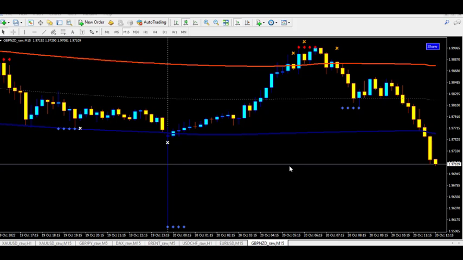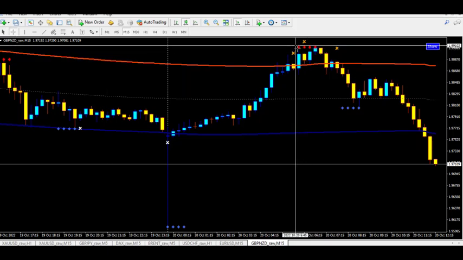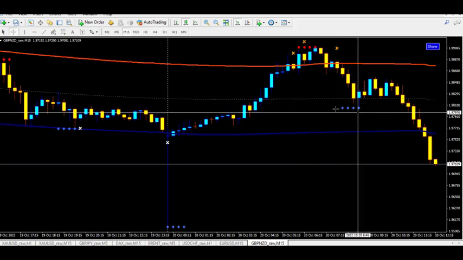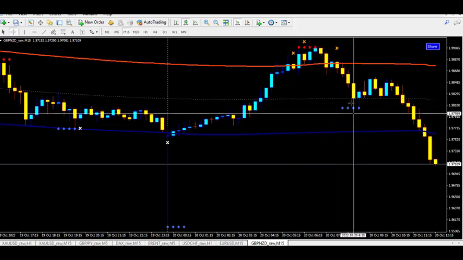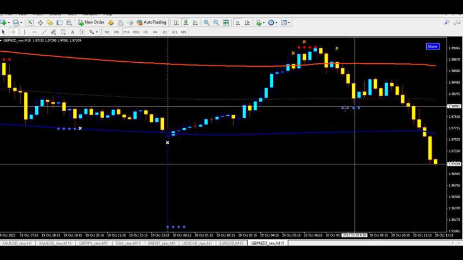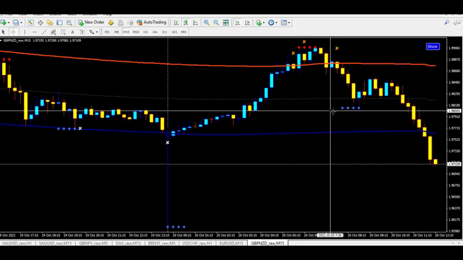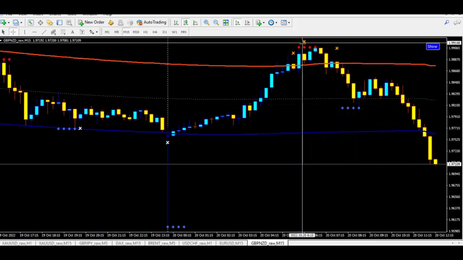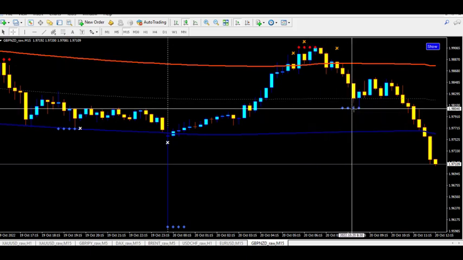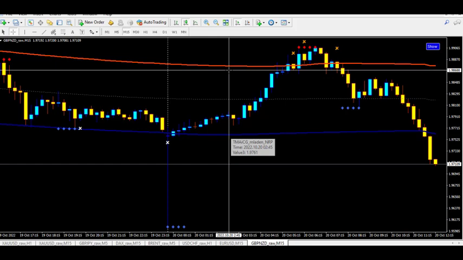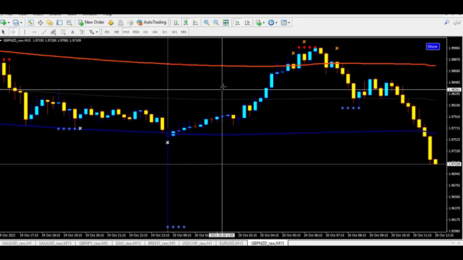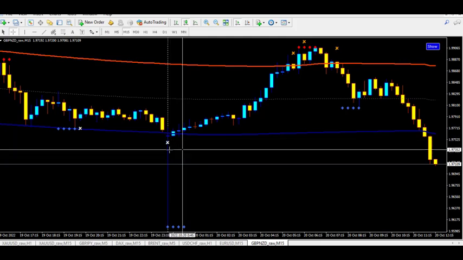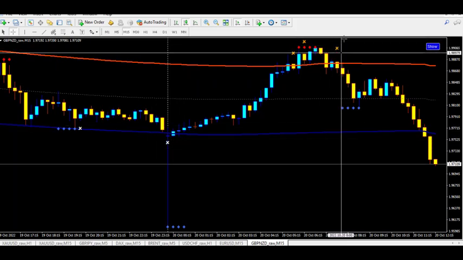Now, how do we use this strategy? We have two indicators. First, this fractal indicator, with blue and red, gives us this star-like dot for us to place a trade. You can change the color to any color you want, but I changed it to red for sell and blue for buy. Then we have this TMA band indicator that gives us this white star and the orange star.